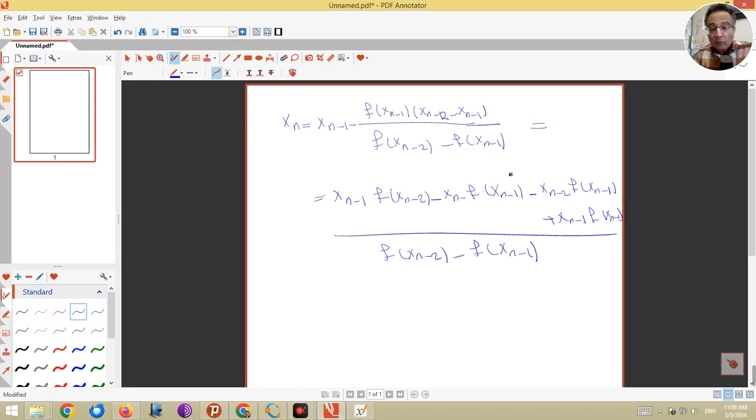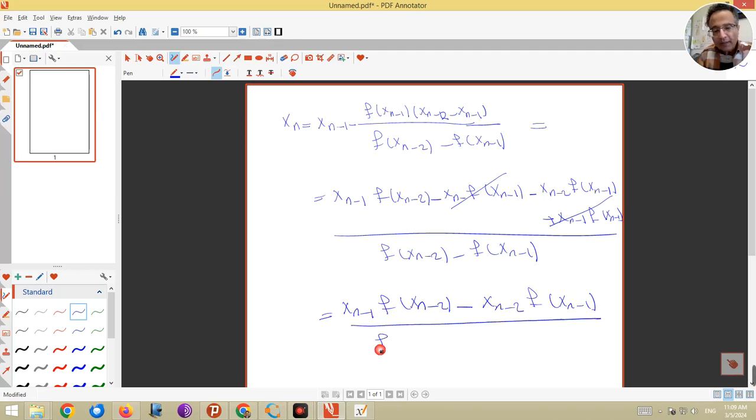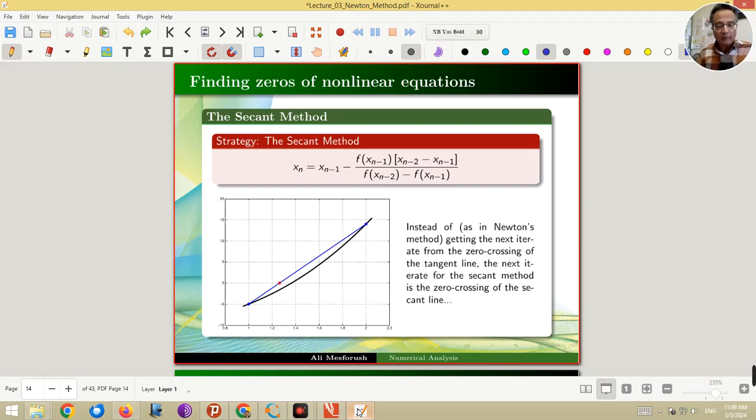Okay, so we can delete these two items, and we just get xn minus 1 f of xn minus 2 minus xn minus 2 f of xn minus 1 over f of xn minus 2 minus f of xn minus 1. And we can use this one as the new xn. Okay, so let me go back here.